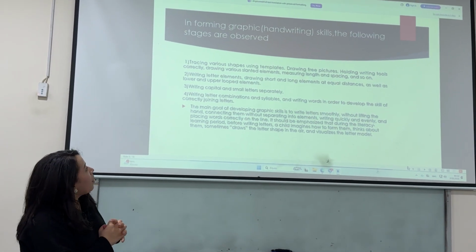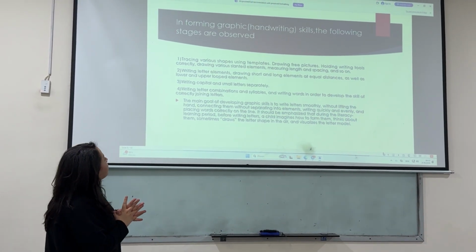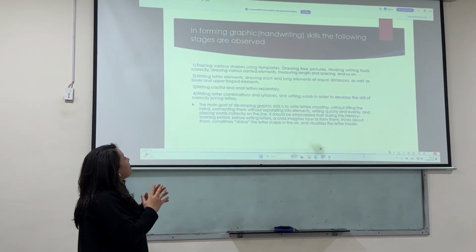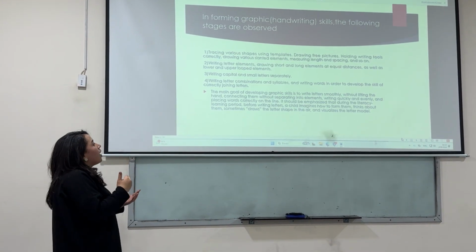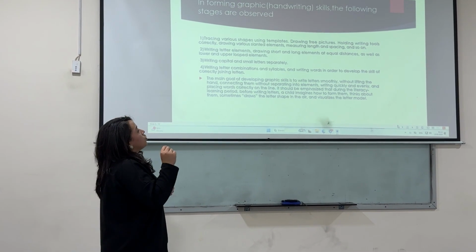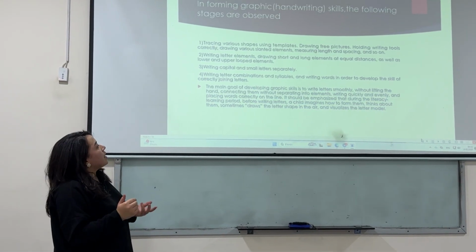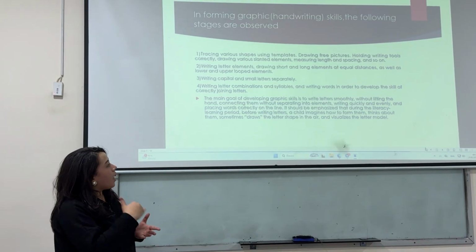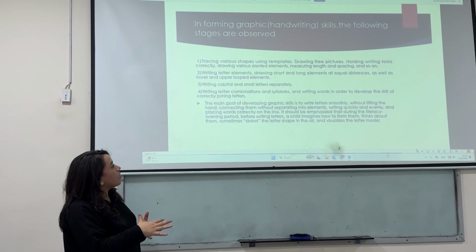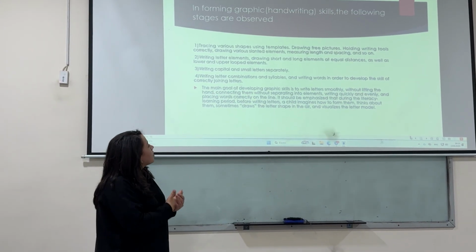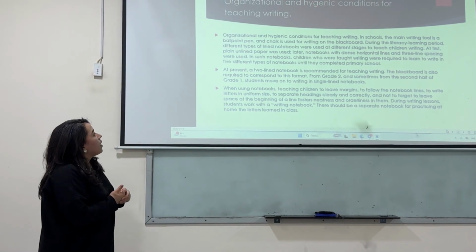In forming graphic handwriting skill, the following stages are observed. The main goal here is developing graphic skills: to write letters smoothly, develop lifting the hand, connecting them, and separating into elements quickly and evenly.